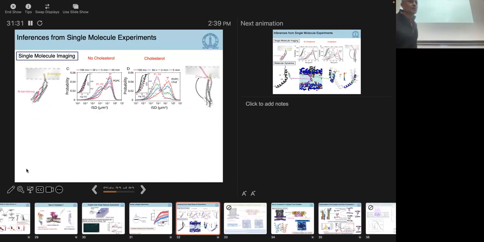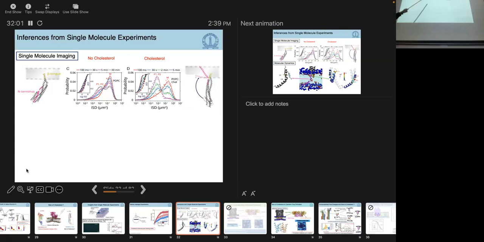So if I show you what we inferred from the single molecule experiments, let's just focus on kind of a busy slide. This is again just showing you that these are the motifs that can interact with the membrane. And these are the cases where you have interactions with the alpha helix. This is the case of no cholesterol. This is the case of cholesterol. So let's start here. This is a distribution of the instantaneous square displacements. You're starting from 100 milliseconds, that is the red curve, and going up to 30 minutes.